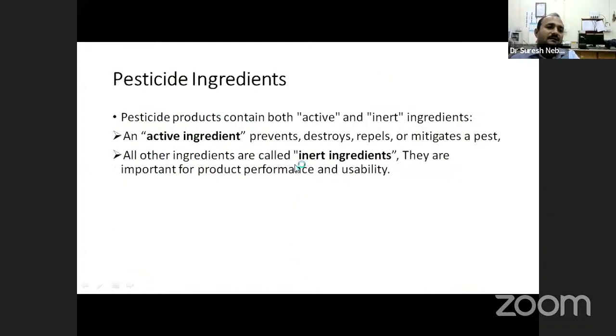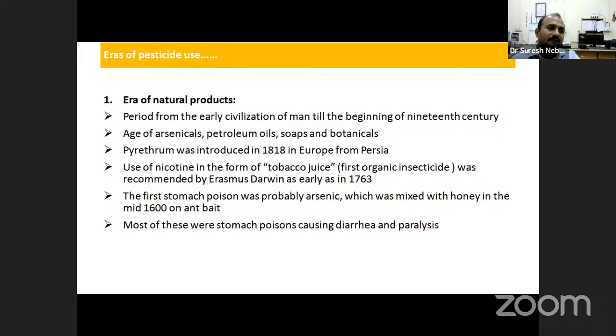So likewise, I was telling about insecticide formulation. In formulation, there are two main ingredients. One is the active ingredient, which is the molecule that kills the insect, and the other is inert ingredients. Other ingredients are added to it to make it a formulation. Why we are making it a formulation, that you have to understand from your classes.